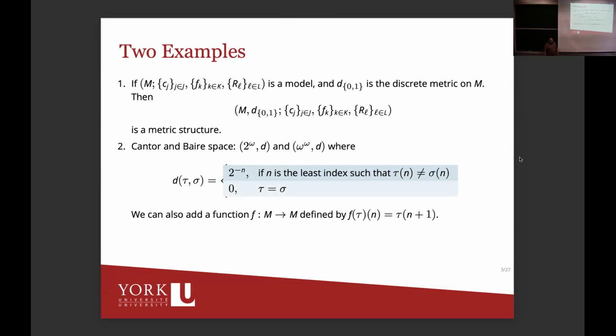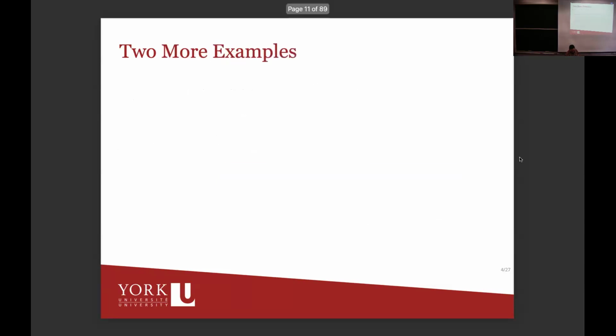I can take Cantor or Baire space, 2 to the omega and omega to the omega, and I can put a neat distance on it. If I have two sequences, if they're equal, their distance is 0. If they're different, look at the least n where they're different. The distance is 2 to the negative n. And if you want to see a function, we can put in the left shift. Just the left shift. Hopefully, I don't need to explain more than that. Look, I was doing this last night and I was like, is it the left shift or the right shift? I have to do it with my hands to remind myself.